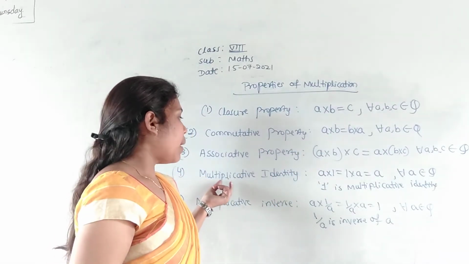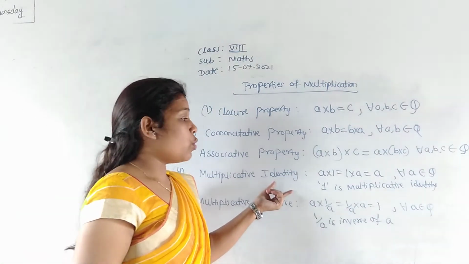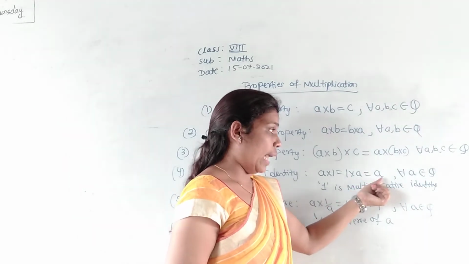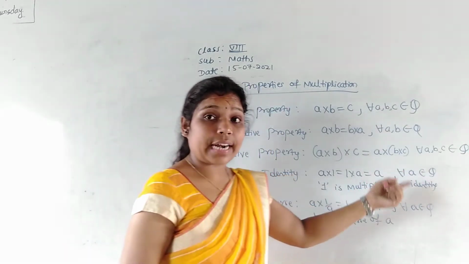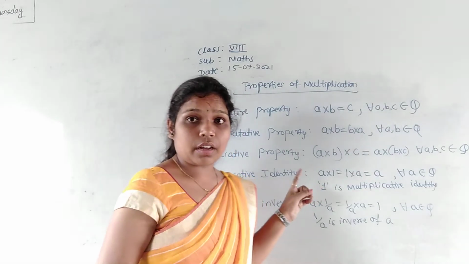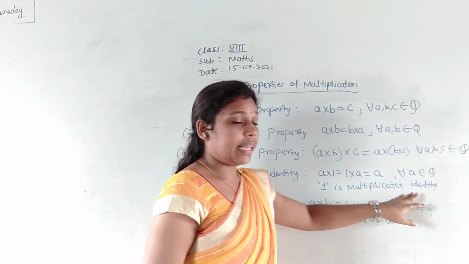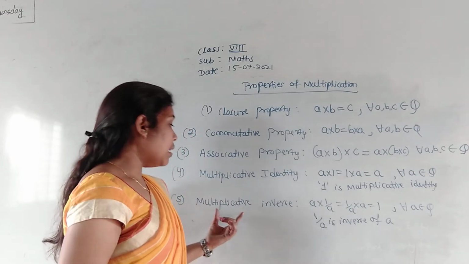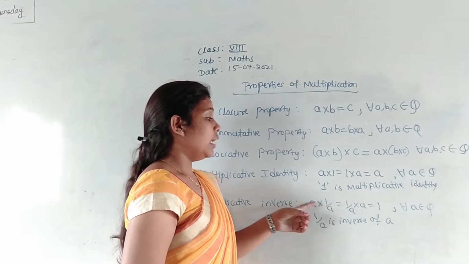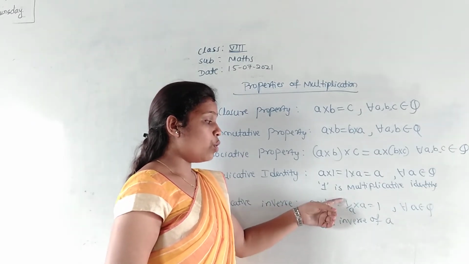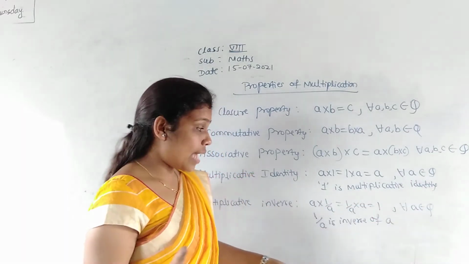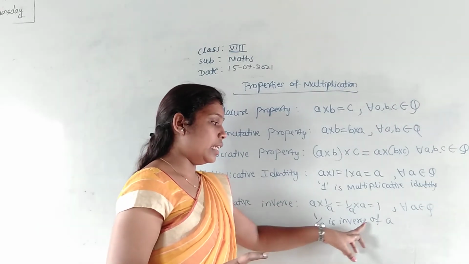Okay, and next one, multiplicative identity. Multiplicative identity is A into 1 equal to 1 into A equal to A, for all A belonging to rational numbers here, and 1 is the multiplicative identity element. Next will be the multiplicative inverse: A into 1 by A is equal to 1 by A into A, which is equal to 1, for all A belonging to rational numbers, and 1 by A is the inverse of A.